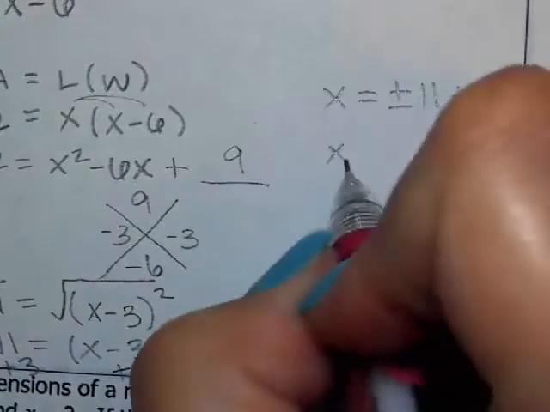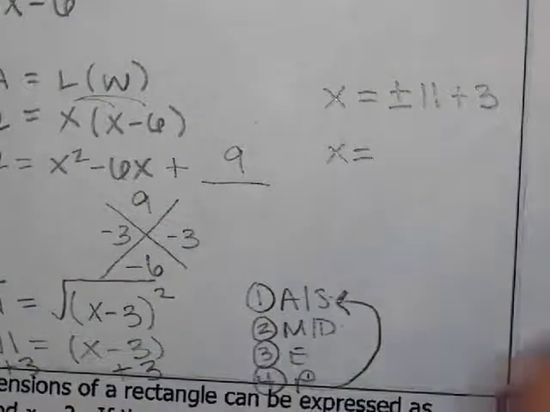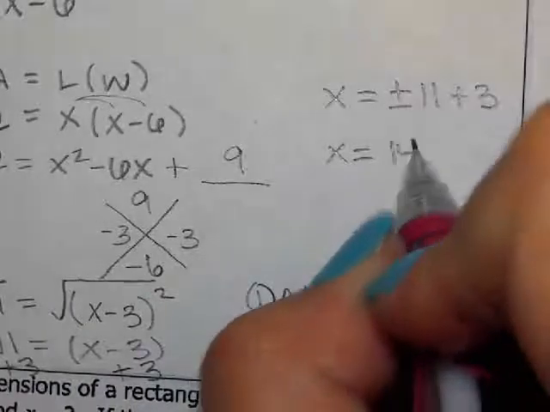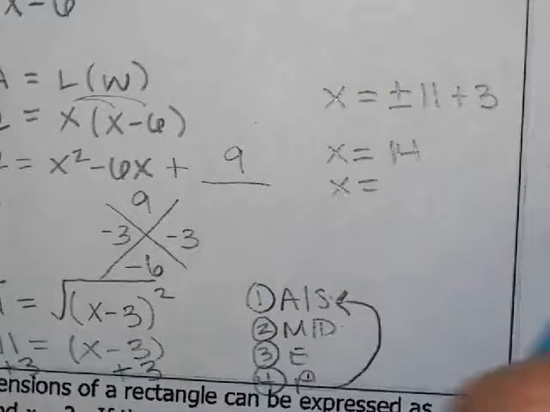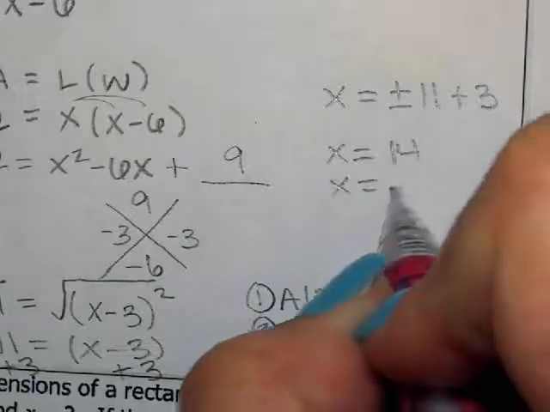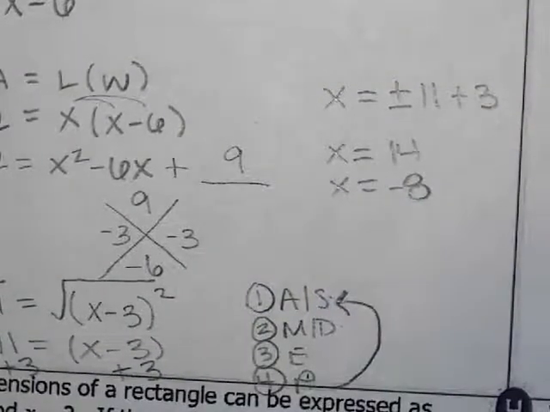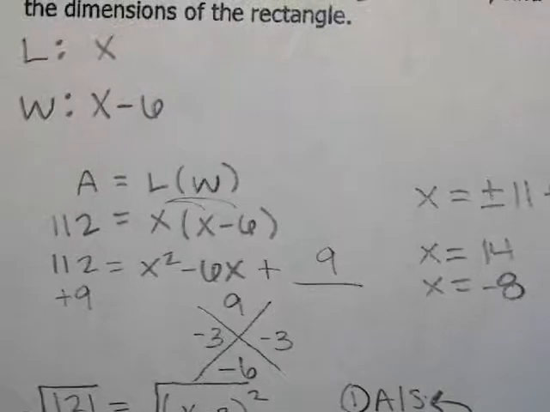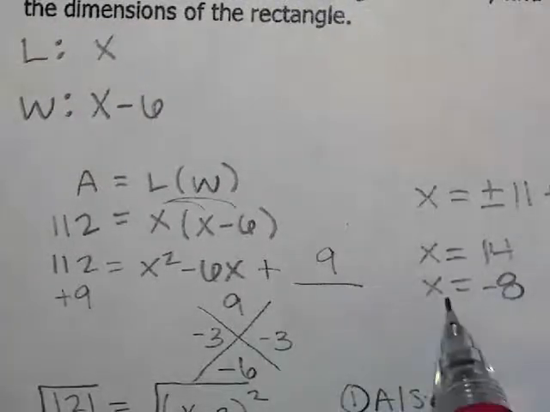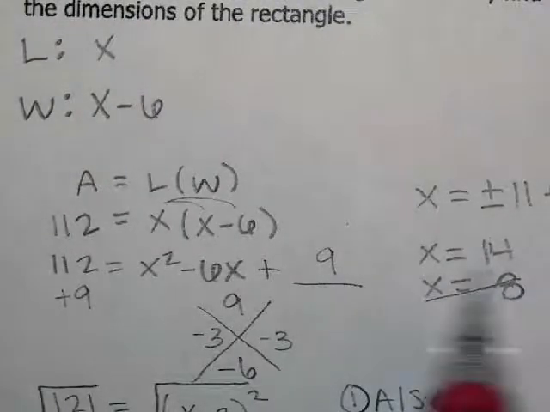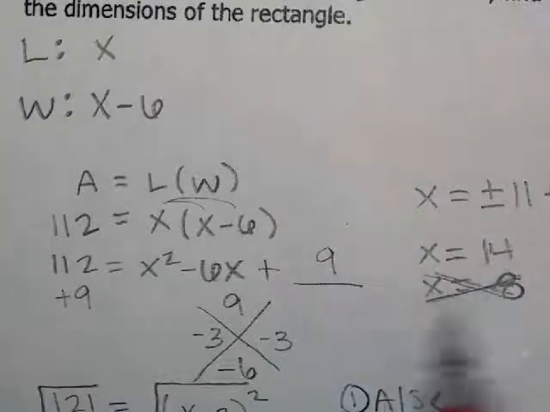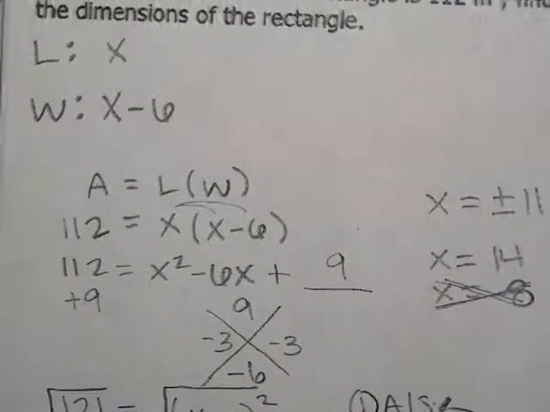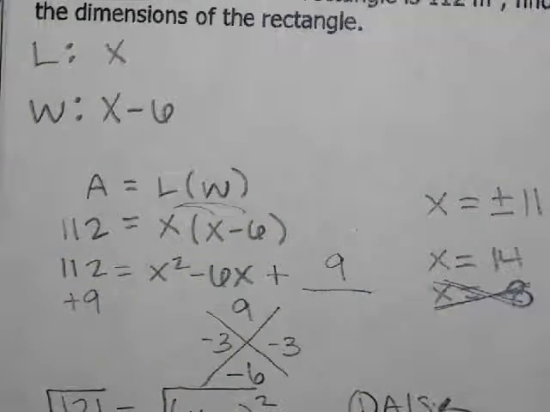So x could be, what's positive 11 plus 3? 14. Or x could be negative 11 plus 3, negative 8. Now, does a length of a rectangle of negative 8 make sense? Okay, so that's a number that numerically we could solve for, but for the problem, we call it extraneous. It doesn't make sense for the problem, so we cross that answer out. Mathematically speaking, it's good. In the context of the problem, it is silly. So that answer is not going to work.